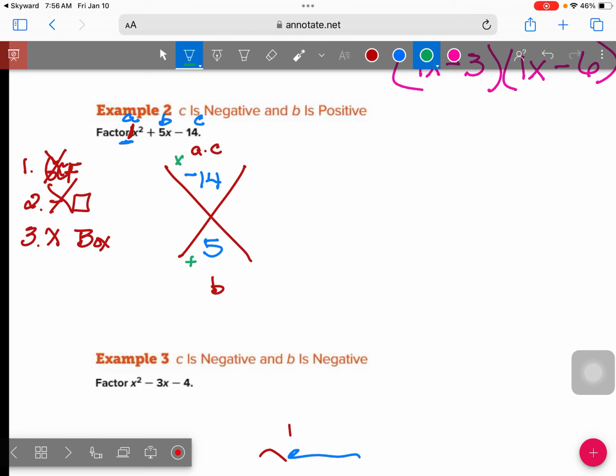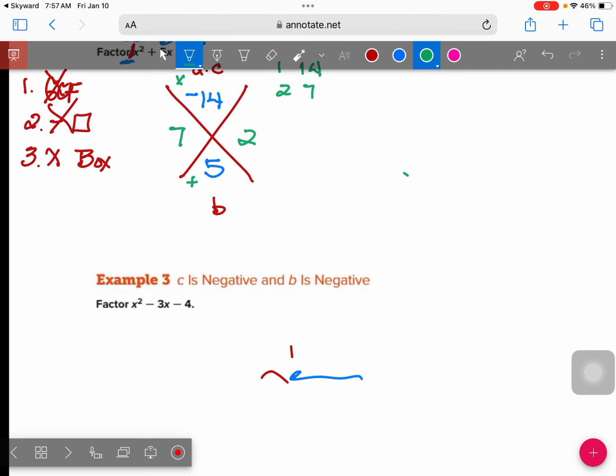7 and 2. Which one is going to have the negative? The 2, right. The 7 has to be positive because your B value is positive. The larger of the two has to be positive. So we're going to say 7 and 2.